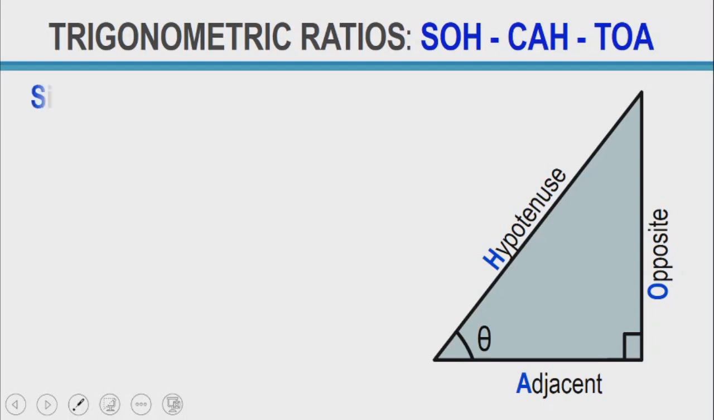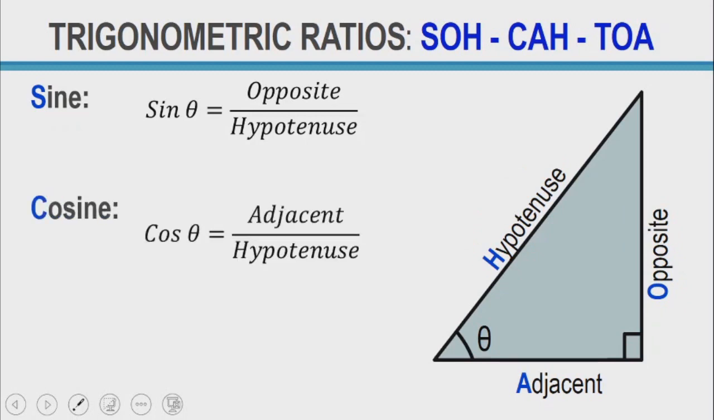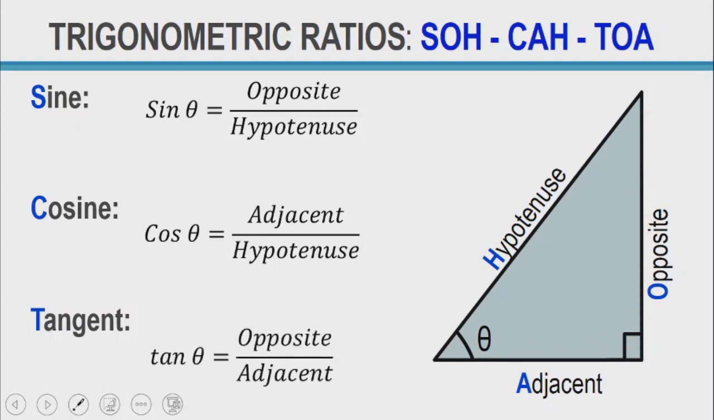particular angle theta. So the sine will be given by opposite over hypotenuse, whereas the cosine is given by the adjacent divided by hypotenuse, and the tangent is given by the opposite over adjacent. So I want you to remember this: SOHCAHTOA. That means sine is opposite over hypotenuse, cosine is adjacent over hypotenuse, and tangent is opposite over adjacent.